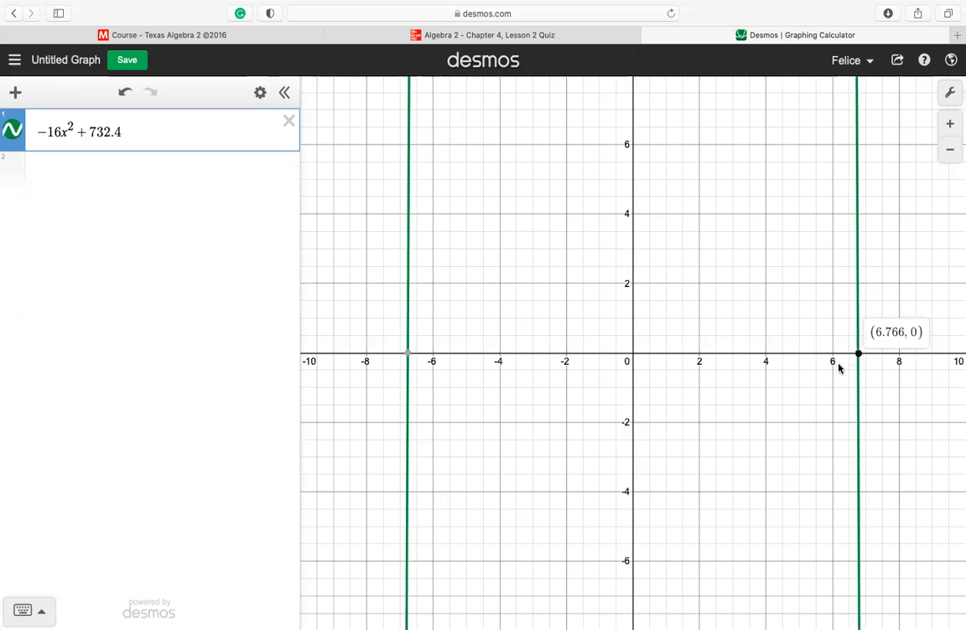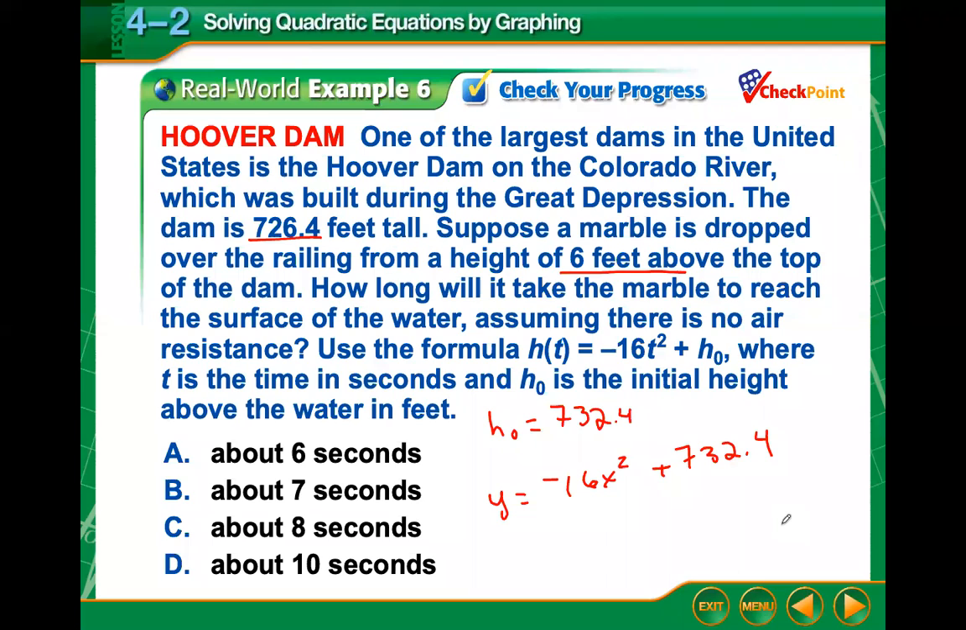And we get 6.766 seconds. Looking at my answer choices, 6.766 with rounding gets us to 7. So it's about 7 seconds.